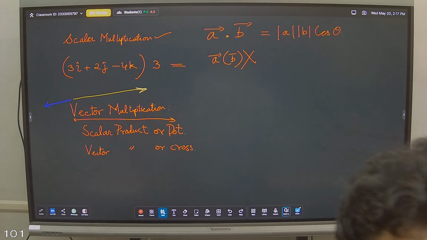So this is a scalar quantity. This is the modulus of A times the modulus of B times cos theta, where theta is the angle between the two vectors. How do you find the angle between the two vectors? You have to join the vectors at their tails and take the smallest angle between them. That is going to give you the angle between the two vectors, correct?